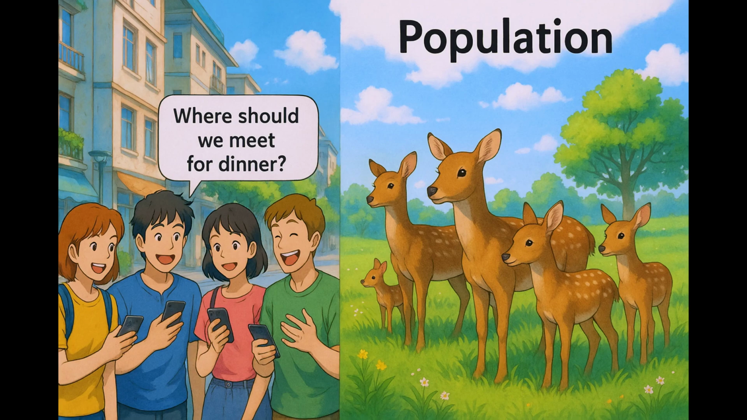restaurant, a population consists of all the organisms of the same species living in the same area, interacting and functioning together. In this analogy, each friend in the group chat represents an individual organism. The group chat itself is the specific area they all inhabit, and their goal of meeting for dinner mirrors how populations interact and thrive within their ecosystem.